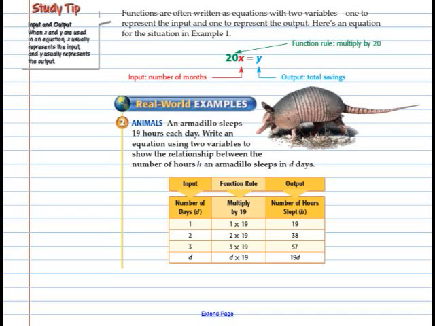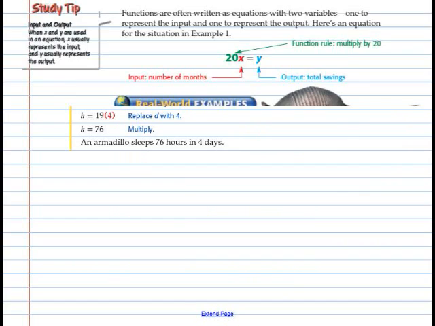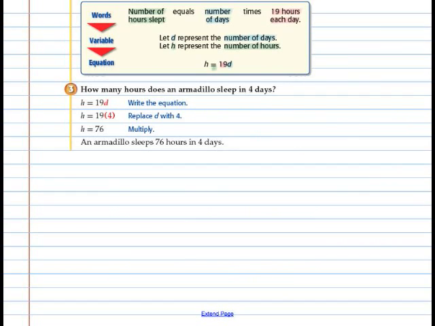An armadillo sleeps 19 hours each day. Write an equation using 2 variables to show the relationship between the number of hours an armadillo sleeps in D days. So here's our hours, here's our days. We take the days times 19 gives us the hours. Number of hours slept equals number of days times 19 hours each day. D represents the number of days. H represents the number of hours. The equation is then hours equals 19 times D.